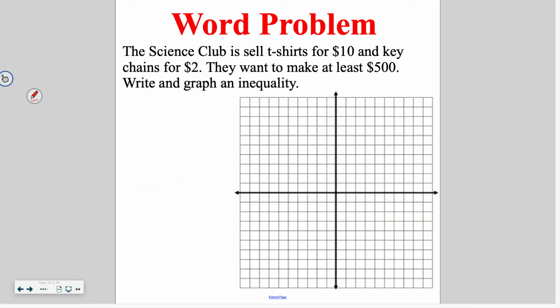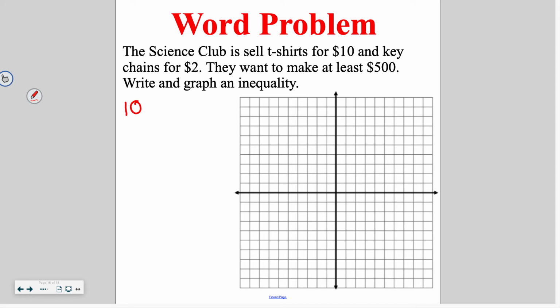The Science Club sells t-shirts for $10 and keychains for $2. They want to make at least $500. Write and graph the inequality. It does not specify which one is x and which one is y here, so you can always assume that the first one is going to be x.